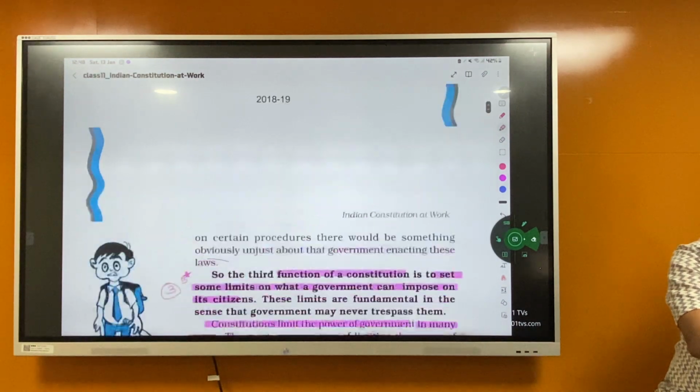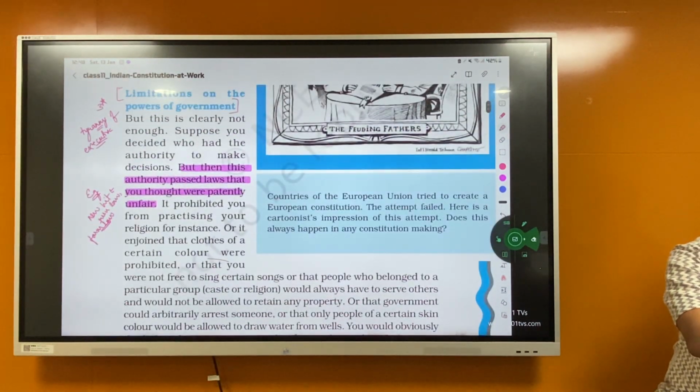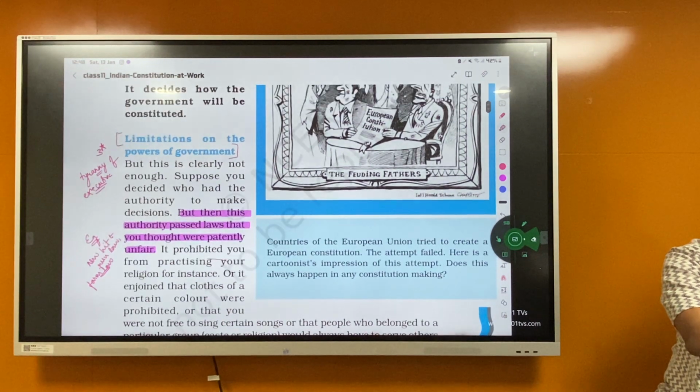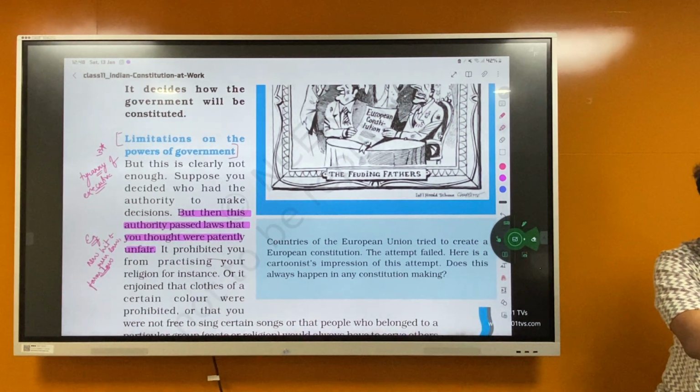Stop here. So this was like, I told you, if someone arrests you arbitrarily, they can't do it. The constitution gives that power, that they cannot arrest you like that. So the basic thing is this limitation on the power of government. It's called tyranny of the executive. It was asked this year also in the prelims: what is the basic function of the constitution? It limits the power of government.